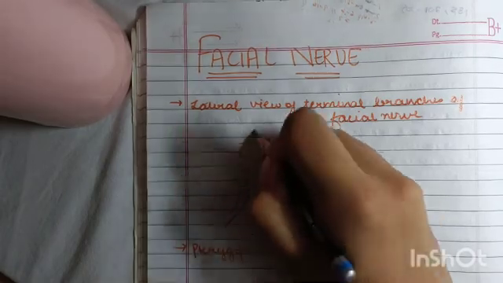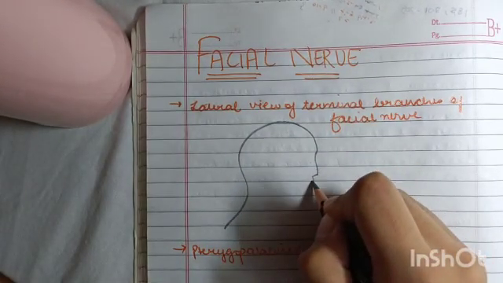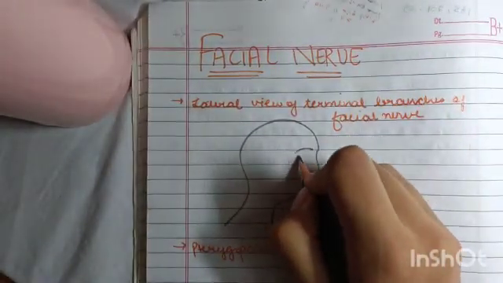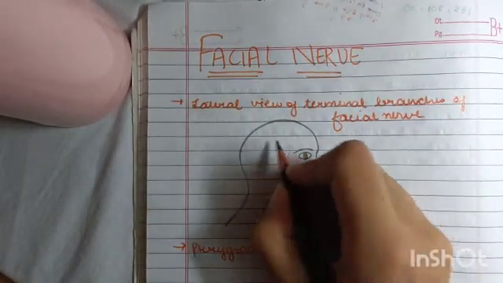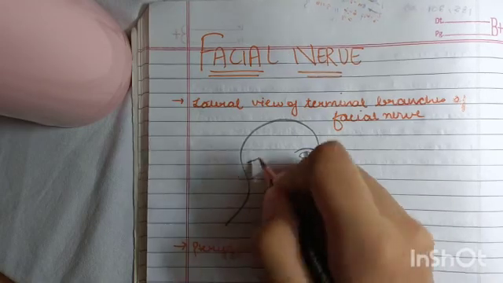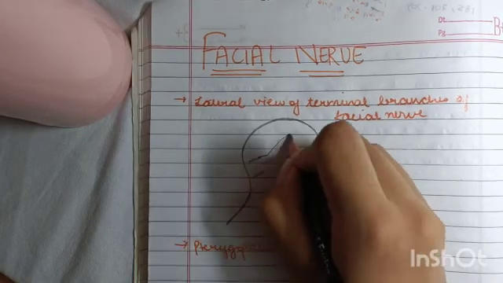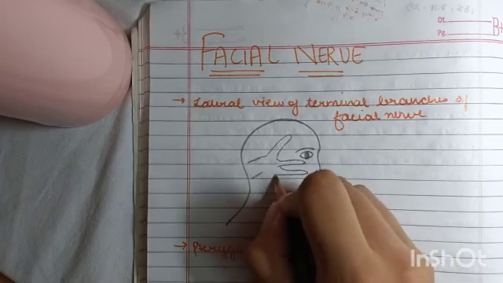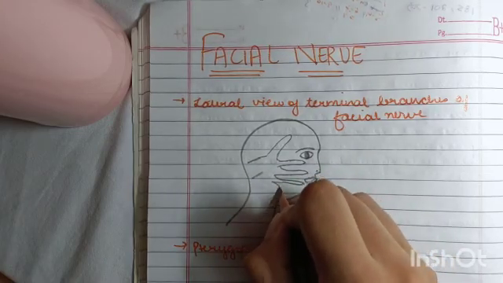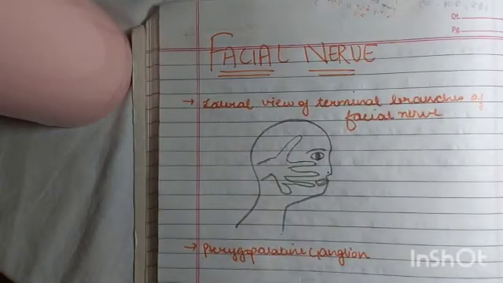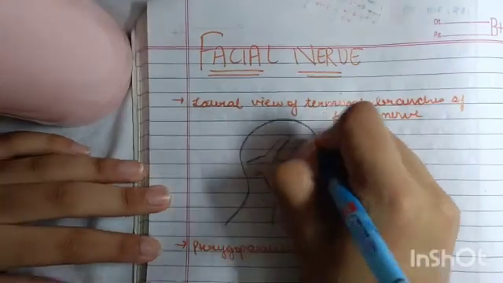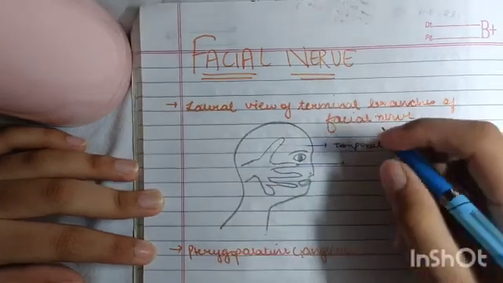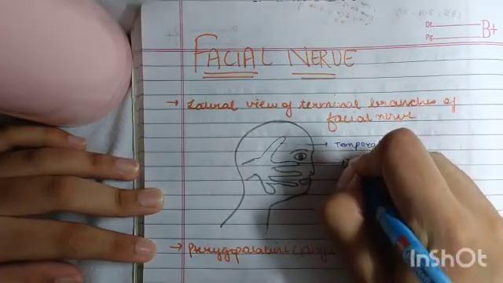Now I think we all remember this diagram as it was very common. So one finger, then two finger, three, 4 and 5. All right, so this one is the temporal division. This is the zygomatic.